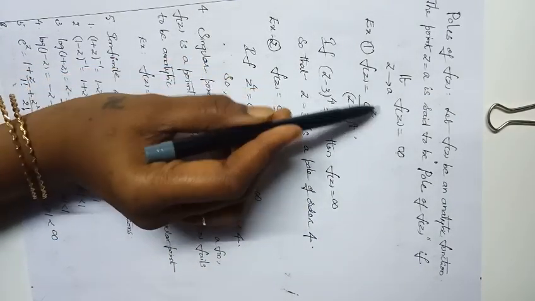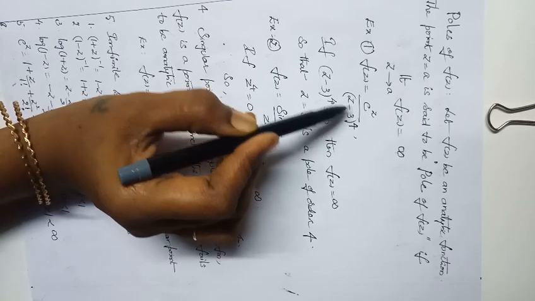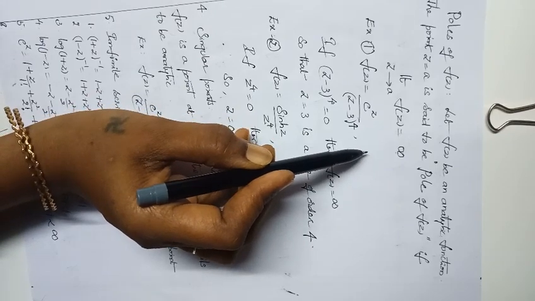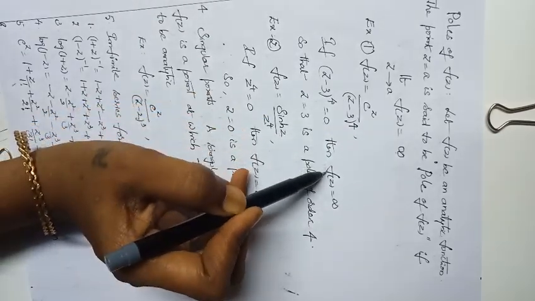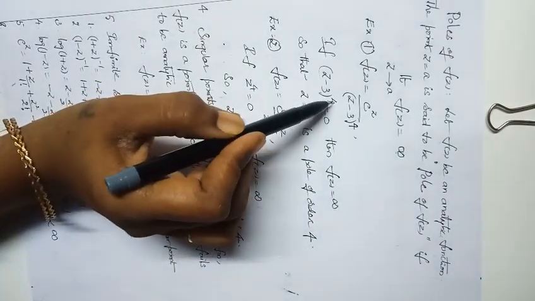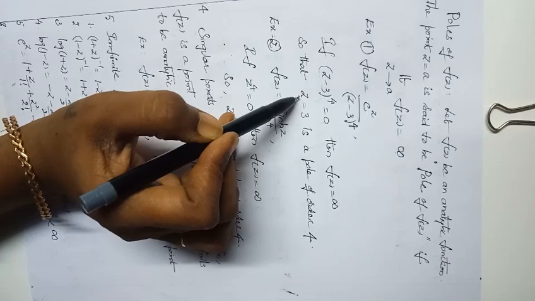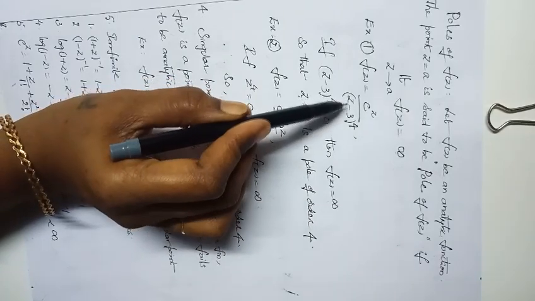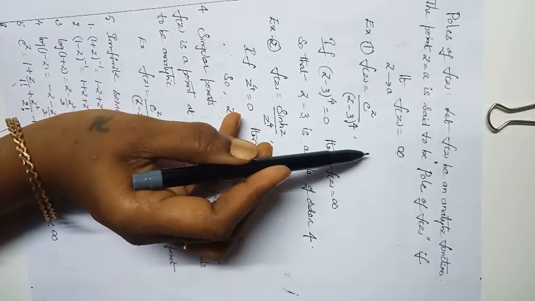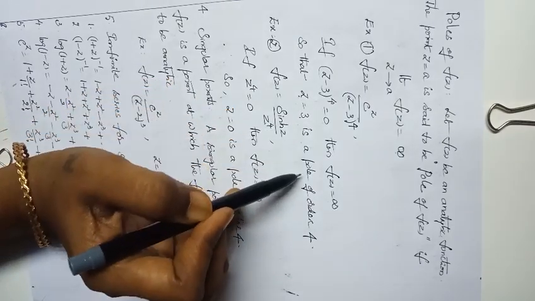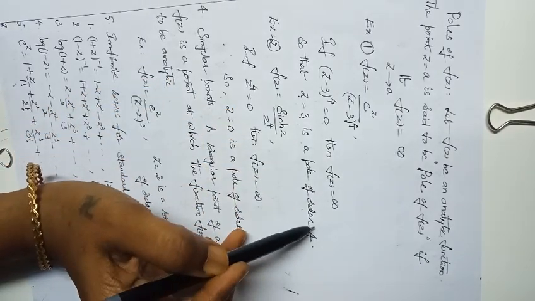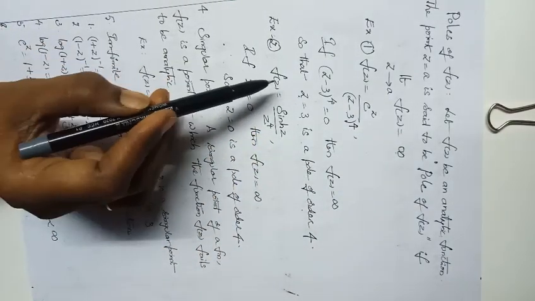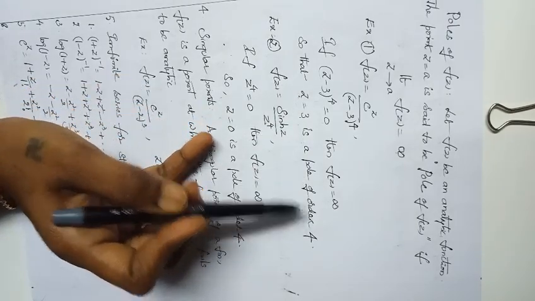Examples: f(z) is a function. Now at z minus 3, if the denominator is 0, the function value is infinity. So to get poles, equate the denominator to 0. Then f(z) will become infinity. By equating this to 0, the root of the function is z = 3. Now z = 3 is a pole of order 4. At z = 3 the function value will be infinity. In this case such a point is called a pole of order 4. For order 4, the power of this factor is 4. So that is called order 4.